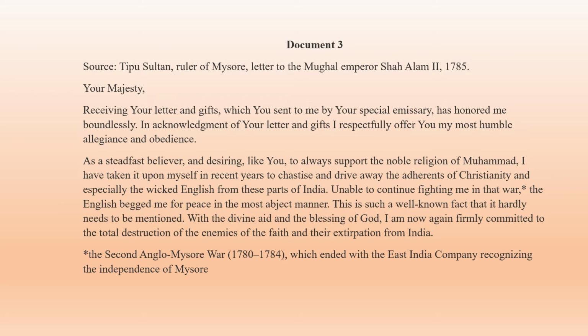"I have taken upon myself in recent years to chastise and drive away the adherents of Christianity, and especially the wicked English, from these parts of India, who were unable to continue fighting me in the wars." So he's basically saying, I agree with you, and I have made it a big thing that both of us, as Muslims, need to get rid of the Christians, especially the wicked English, from India. "This is such a well-known fact that it hardly needs to be mentioned. With the divine aid and blessing of God, I am now again firmly committed to the total destruction of the enemies of faith and their expulsion from India."